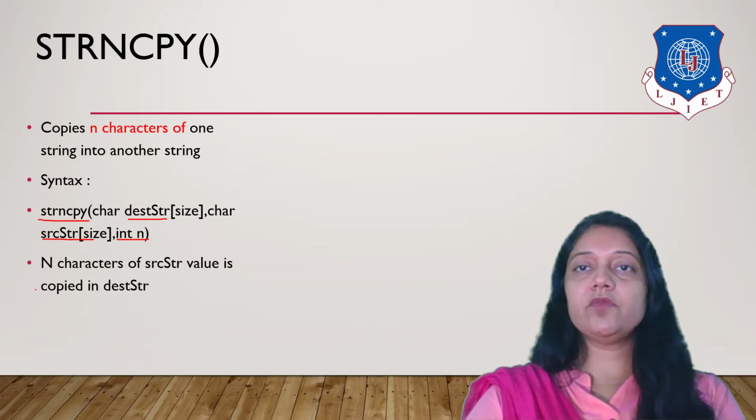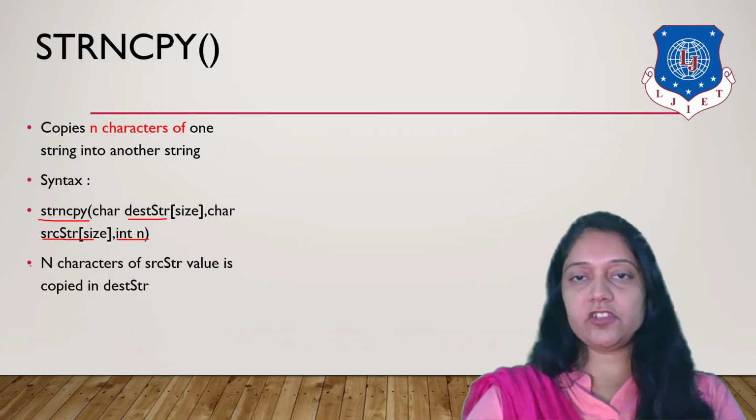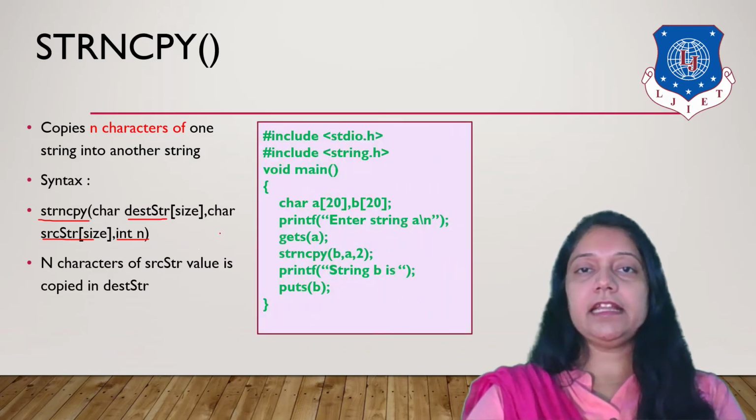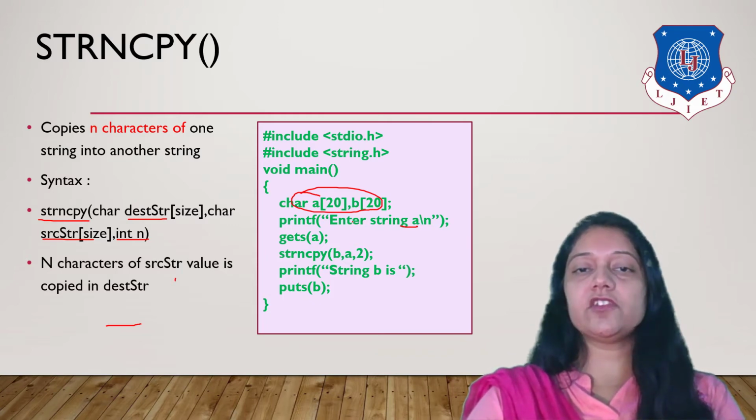In this case we are going to take n characters from the source string and copy it into the destination string. Let's understand this with a program. Again include two header files, stdio.h and string.h, then declare two arrays A and B. First we'll input some value inside A, so enter string A, and use the gets function for inputting the values in A.